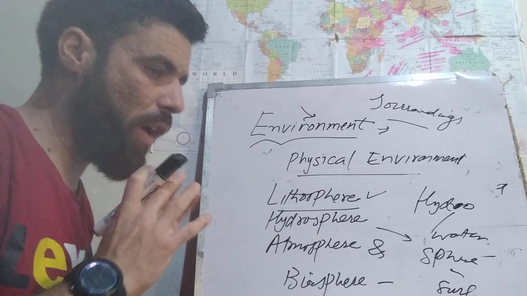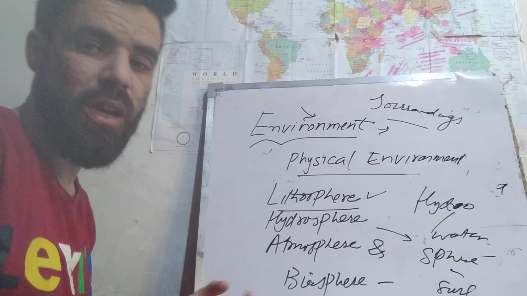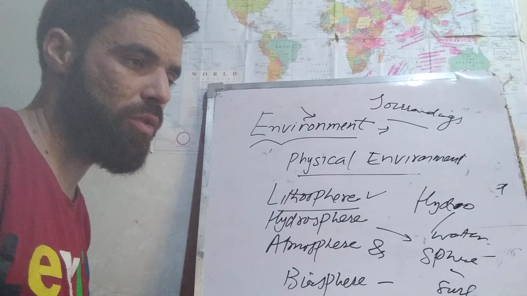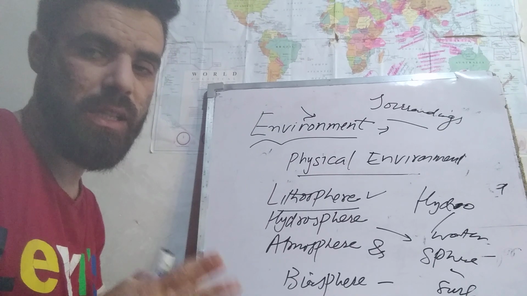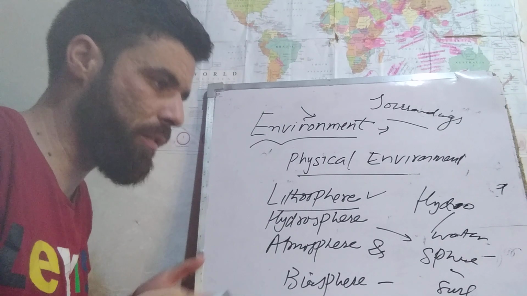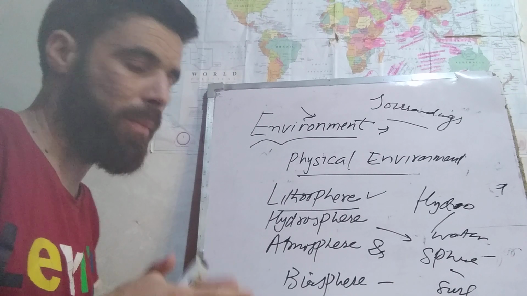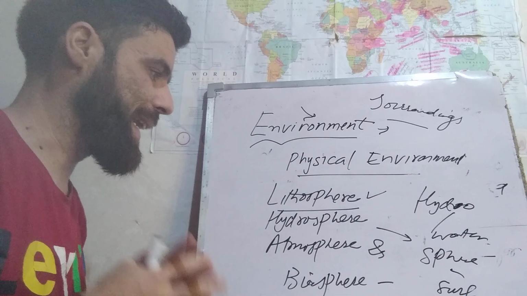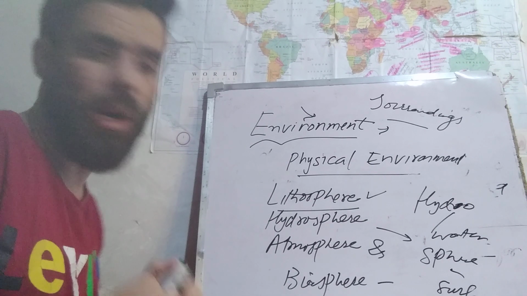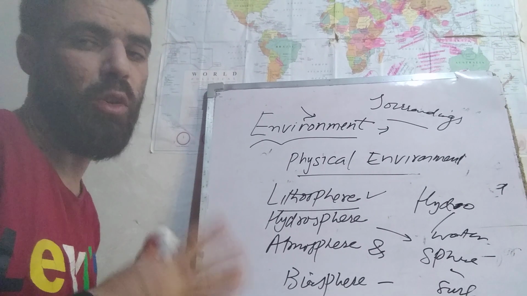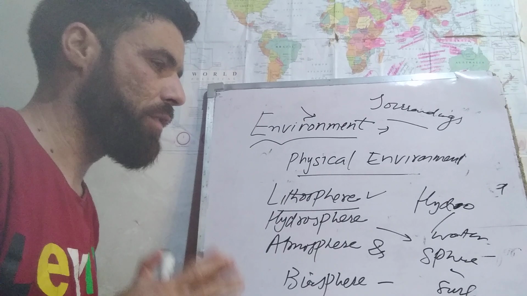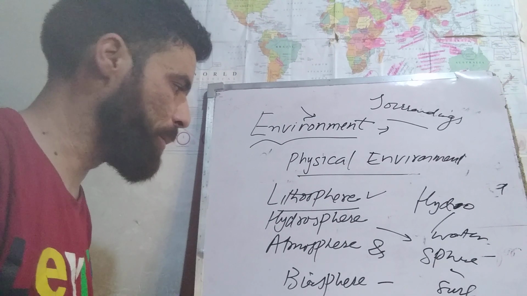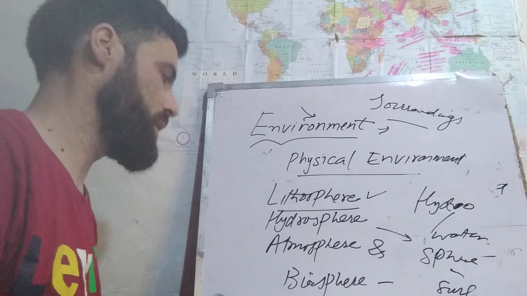Hydrosphere comprises the water sphere. That's oceans. We have seas, lakes, lagoons, ponds, and many rivers. So many rivers are in India. Apart from that, we have underground water aquifers and glaciers. They are part of hydrosphere. And water is really essential for survival of life. That's why it is an essential component of environment.